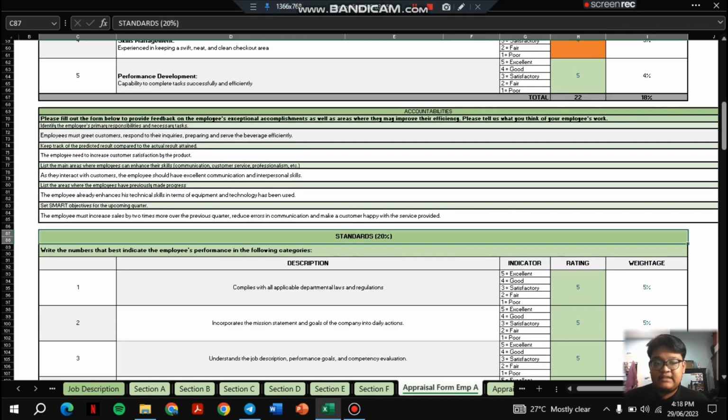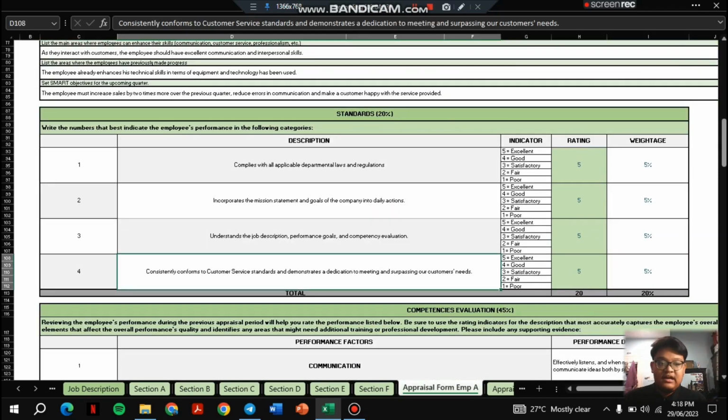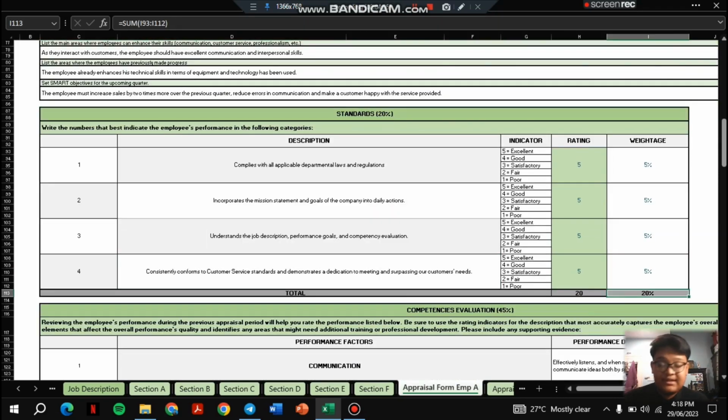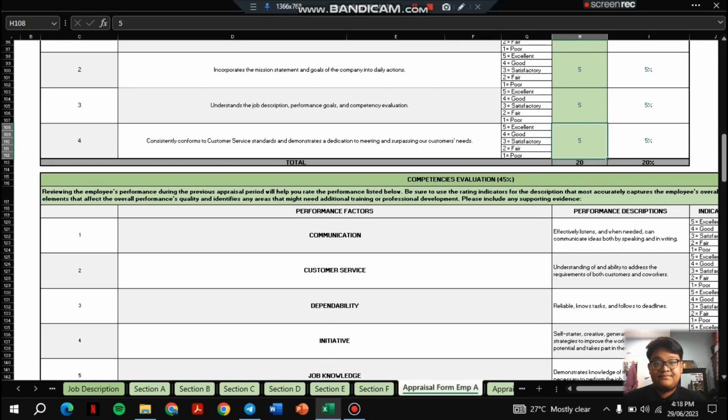Next one is 20% standard. So this employee is very excellent because this employee gets 20% of 20%, which means full marks. The employee gets all 5 excellent, and the highest rating is 5. So next is competency evaluation.